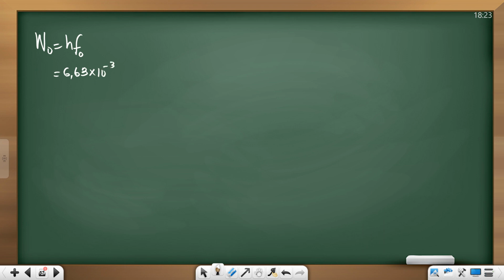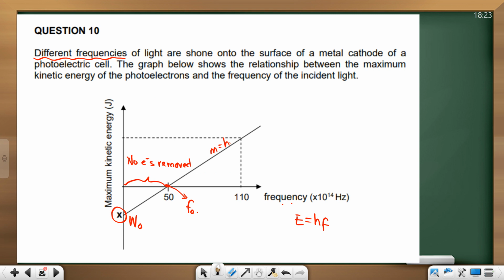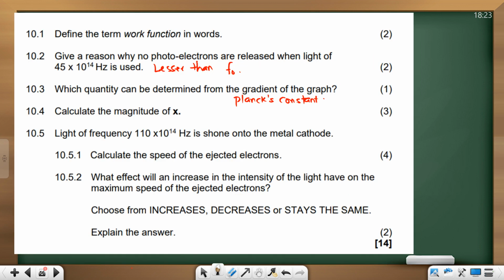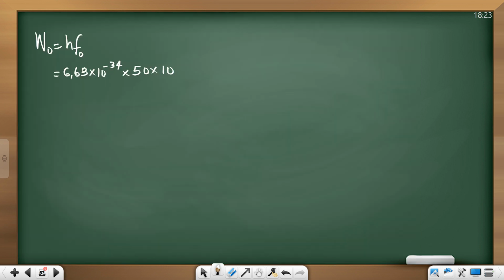6,63 times 10 to the power negative what? 34. What is our threshold? 50, right? Times 10 to the power what? It's times 10 to the power 14, right? Okay, you want to get me an answer? Quickly, everybody. 5 times 3, 5, 30, 31. That is 3,31. 3,315. Negative 18. This is wrong.